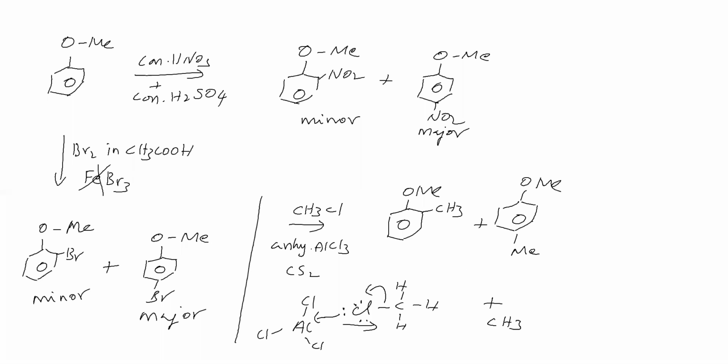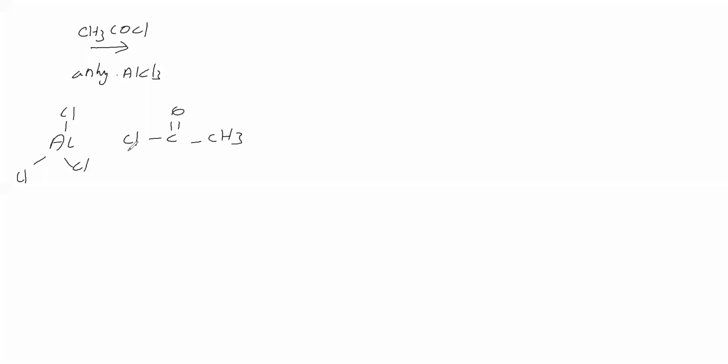Next, Friedel-Crafts acylation we'll see. Here we will take an acylating agent. Acyl chloride we have taken as acylating agent. Then we will take anhydrous AlCl3. Here, how the electrophile is generated, that we will see. Anhydrous means no water. This acetyl chloride we will take, we have written like this.